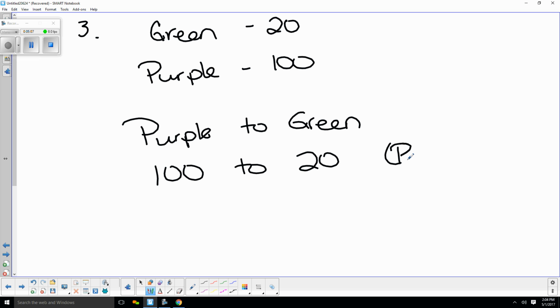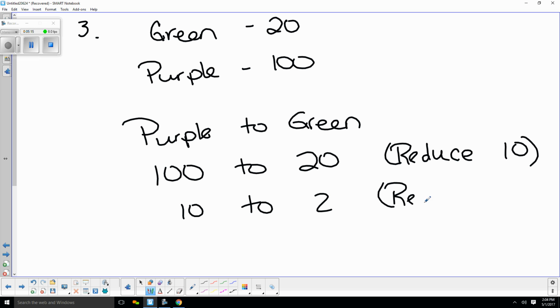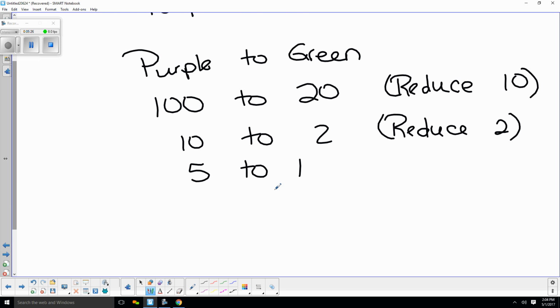Well, again, I need to reduce, so I'm going to reduce by 10. So that gives me a 10 to 2 ratio. And then again, I can reduce by 2. So this gives me a 5 to 1. Okay. Now, in question number 3, the other way for me to write 5 to 1 was using the colon, or I can make it a fraction.